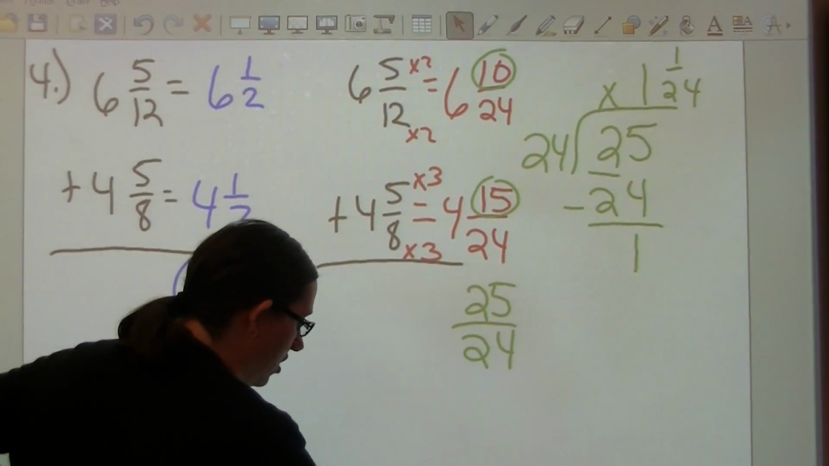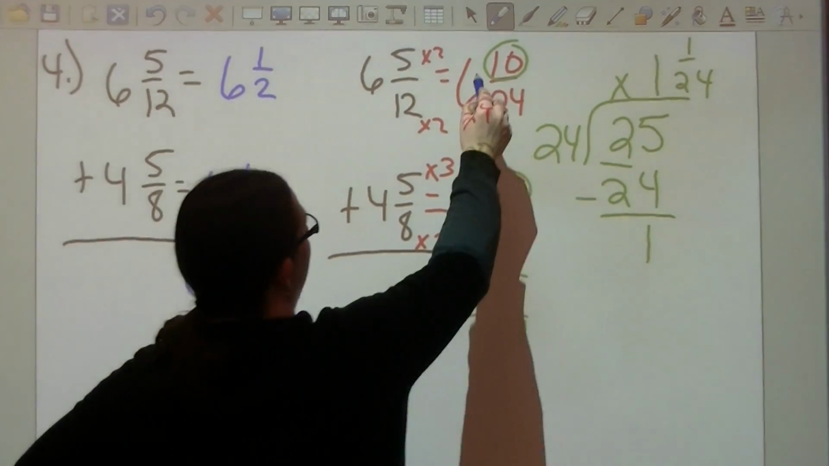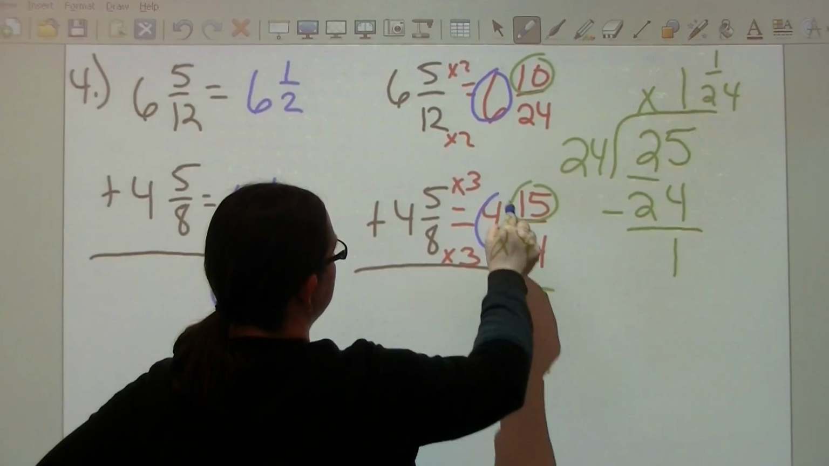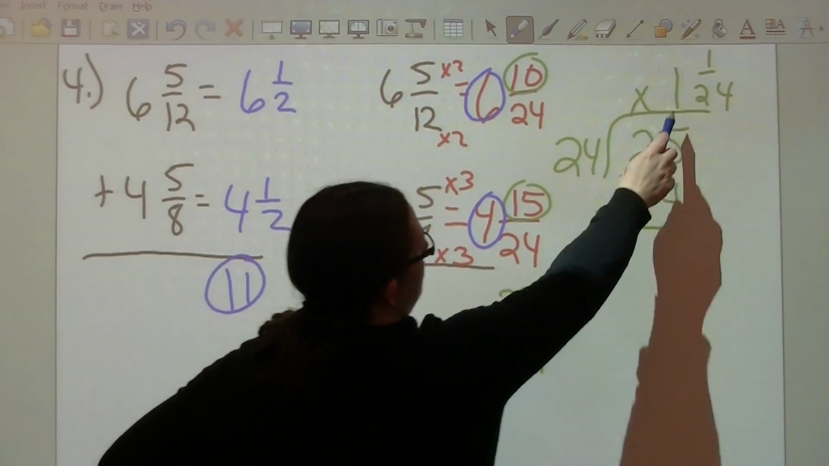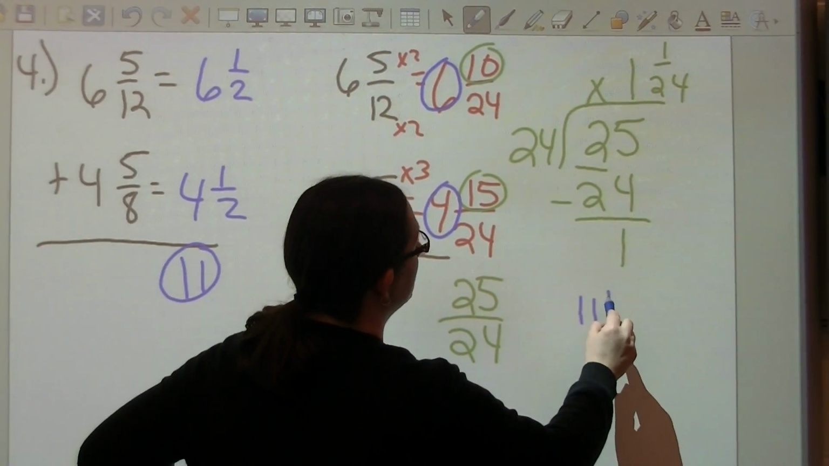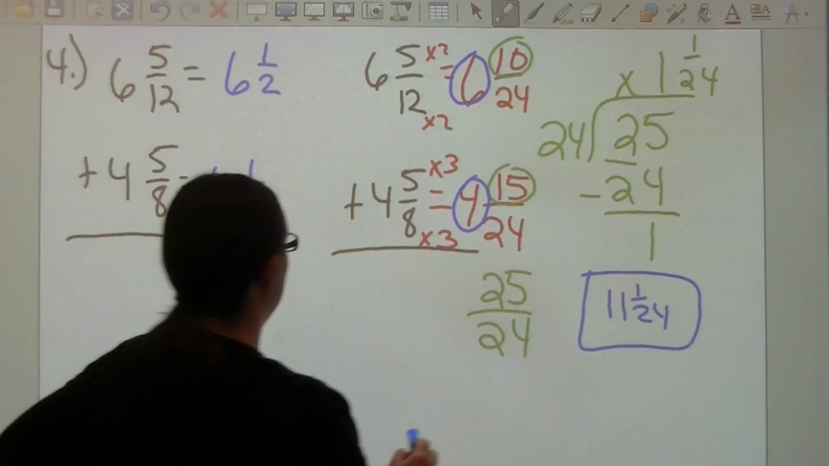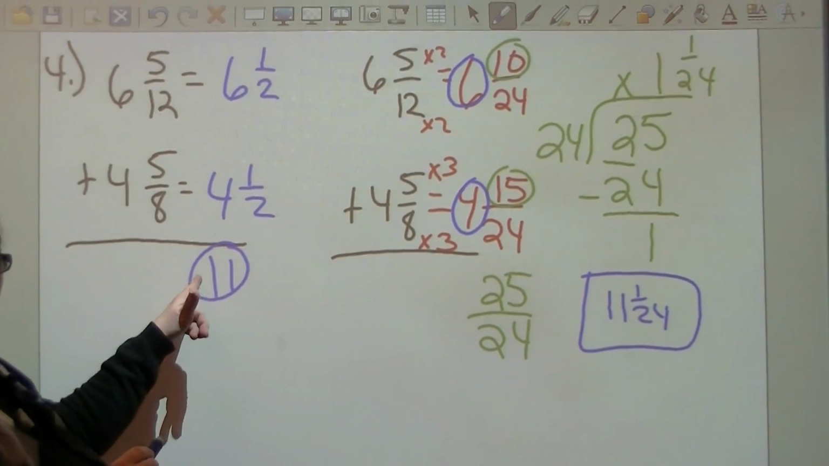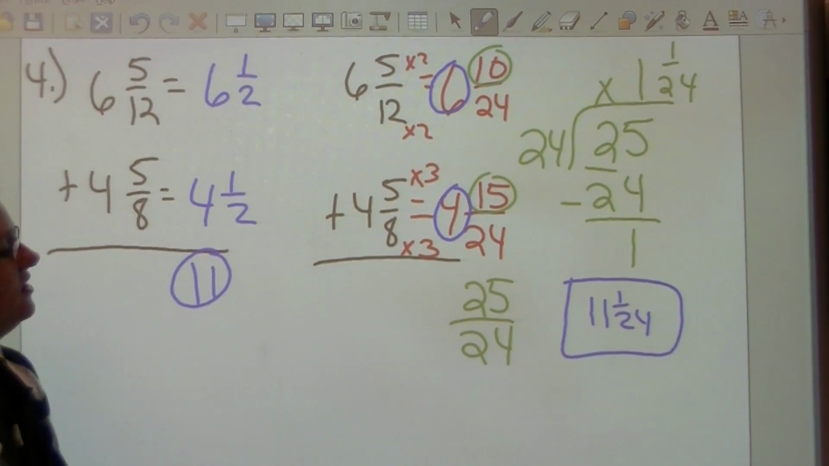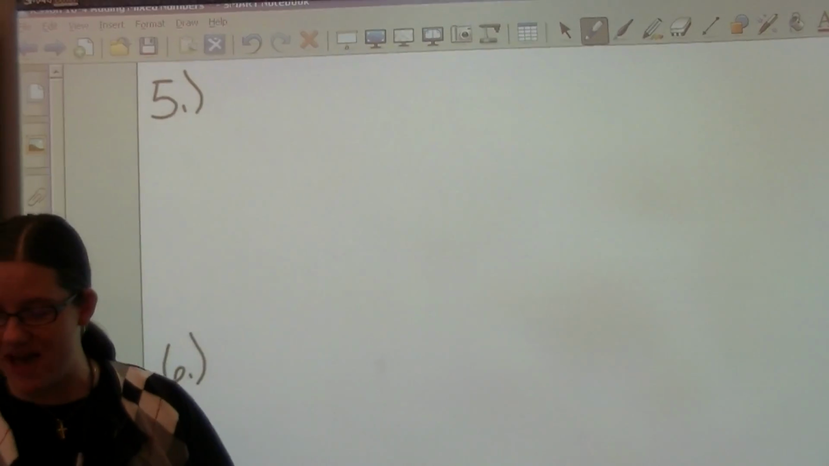Now we have to go back to our original problem, because the next step now is to add all the what? Whole numbers. What are they? 6 plus 4 gives me what? 10. Plus 1 gives me what? 11. And what's our fraction? 1/24. Is 11 and 1/24 close to 11? It is, so we are on track. Good job.